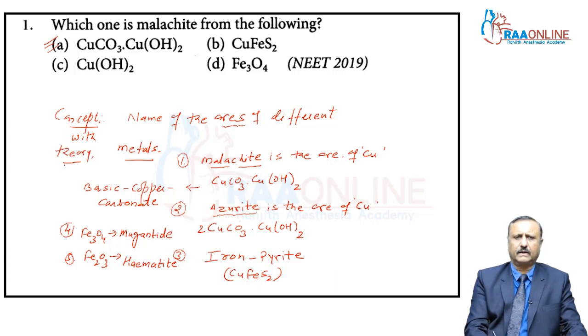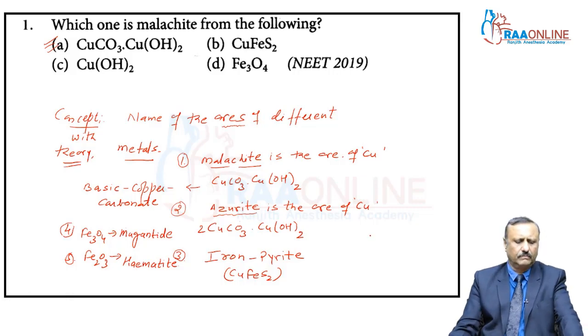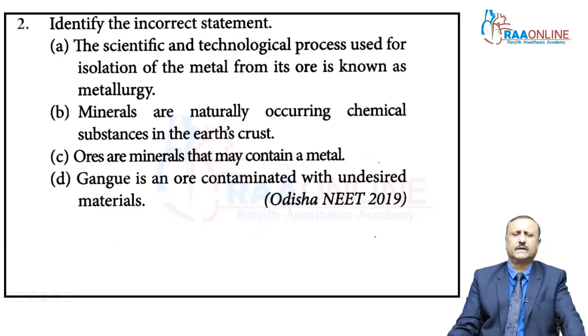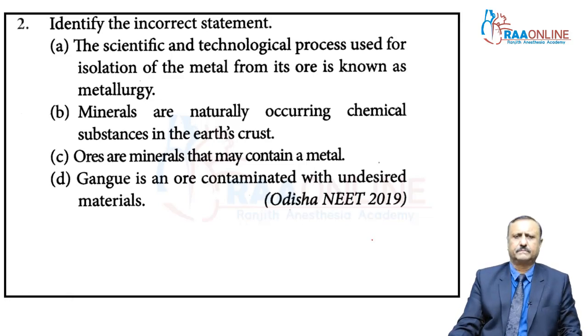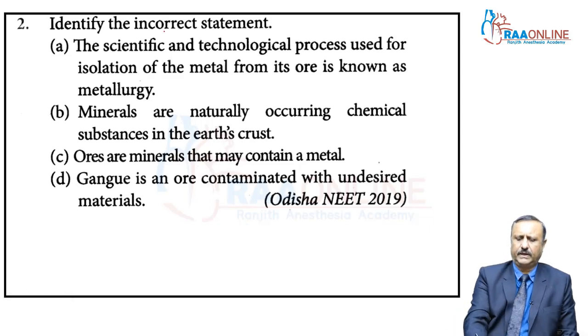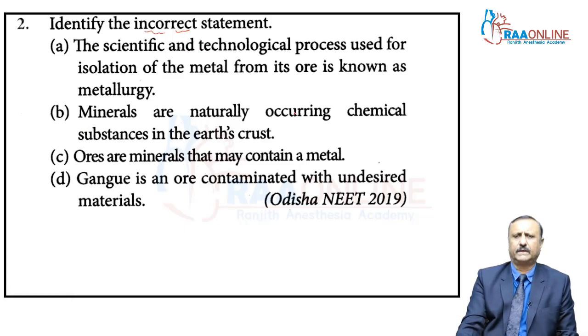And a small technique I have also given to you. Now my dear students, we can see here question number 2: identify the incorrect statement. Here A says that the scientific and technological process used for isolation of the metal from its ore is known as metallurgy.